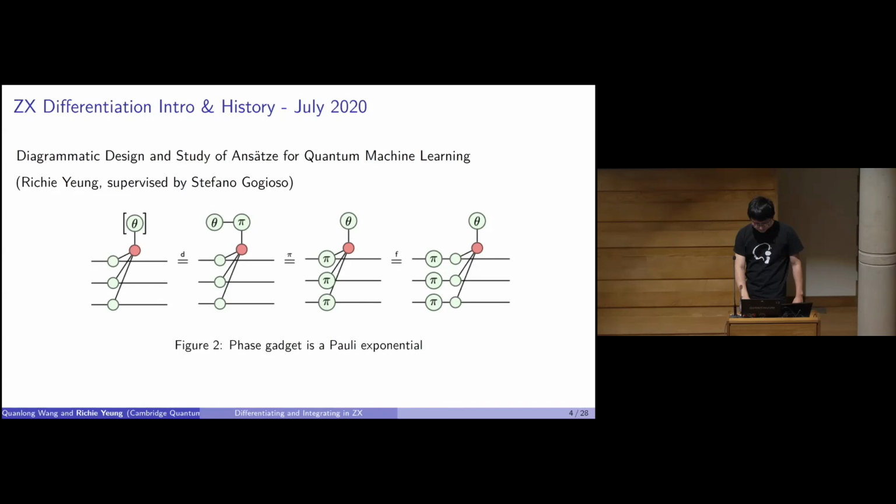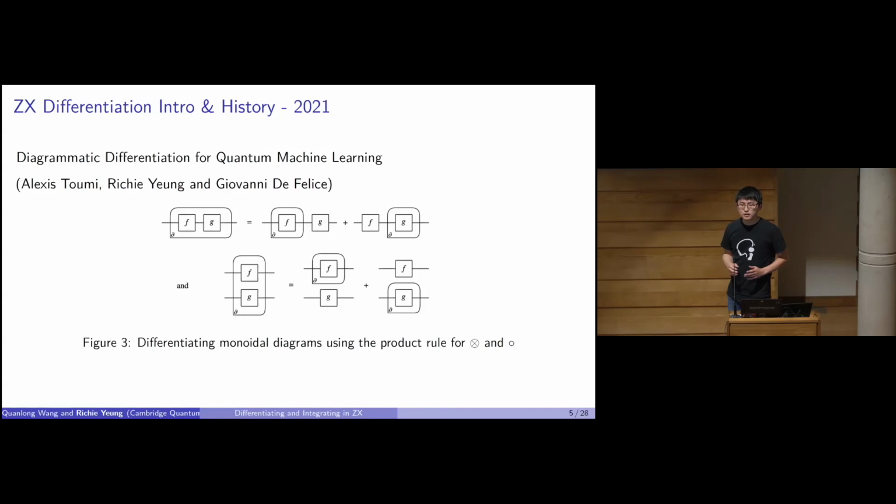Unfortunately, if you have multiple parameterized spiders of the same parameter in the diagram, you need to use the product rule. Here's some work by me and Alexis and Giovanni on this. This is a categorical version of taking derivatives of diagrams in general. And if you have multiple occurrences of the same parameter, you need to use the product rule. So here's the monoidal version of the product rule with the tensor products and composition.